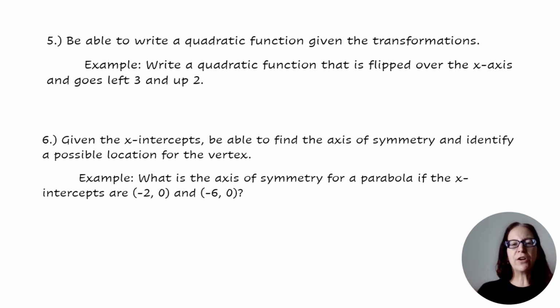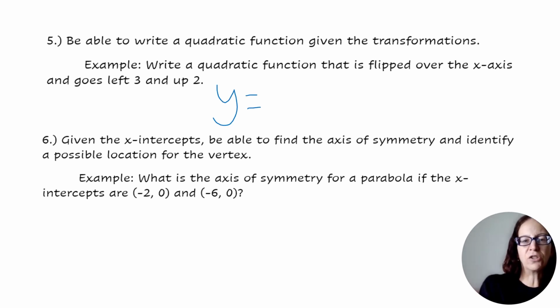So the example here is write a quadratic function that is flipped over the x-axis and goes left 3 and up 2. It's essentially the reverse direction of here is a function, tell me the transformations. And so you might write something like this. To flip it over the x-axis, you would make it negative out front.